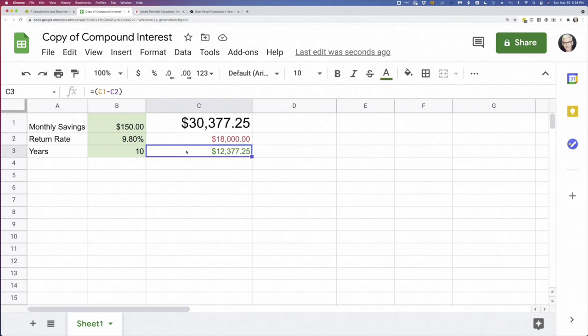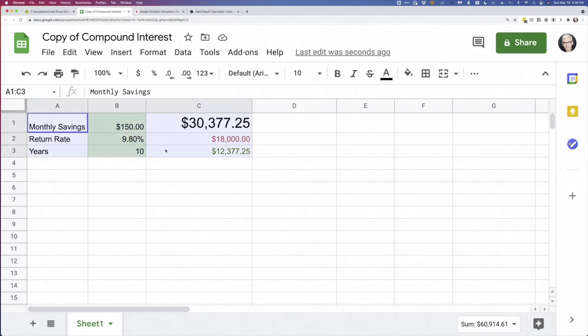This number, $12,377.25, that's what we earned on our investments. That's the money that we earned while we slept, while we were on vacation, while we were watching TV. That's a really important number, and it's going to become even more important as we move through these calculations.